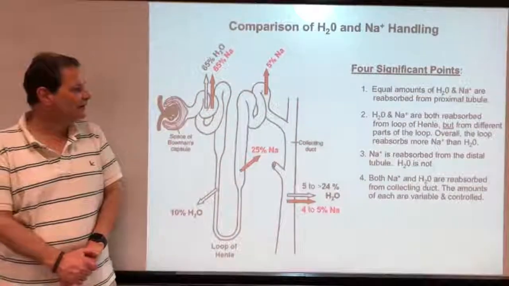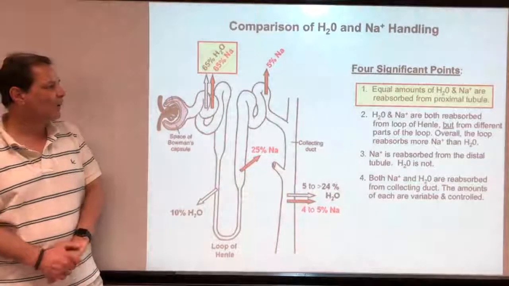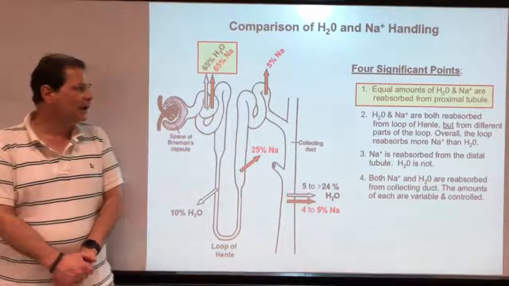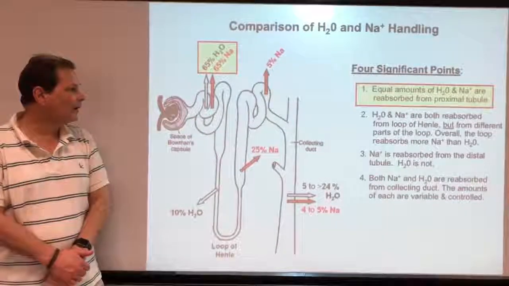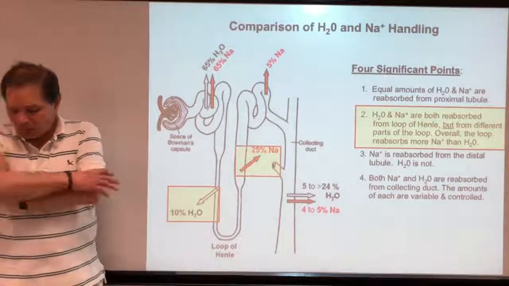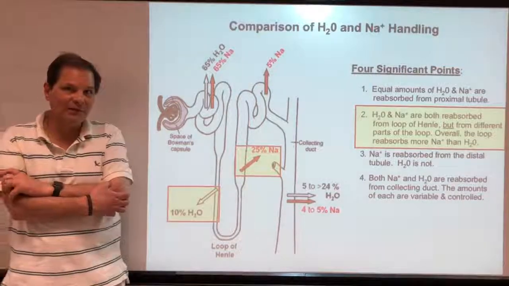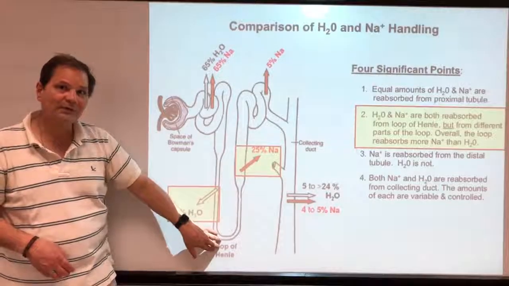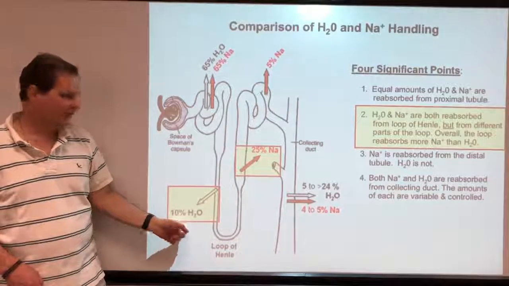So a quick comparison of the handling of the two. In the proximal tubule, equal amounts of water and sodium are reabsorbed. So there it works. Water just follows the sodium around, okay? And the majority of both are reabsorbed in the proximal convoluted tubule. Water and sodium are both reabsorbed in the loop of Henle, but they are reabsorbed in different regions. The descending loop of Henle is permeable to water. So water is reabsorbed in the descending part of the loop because it can get across.